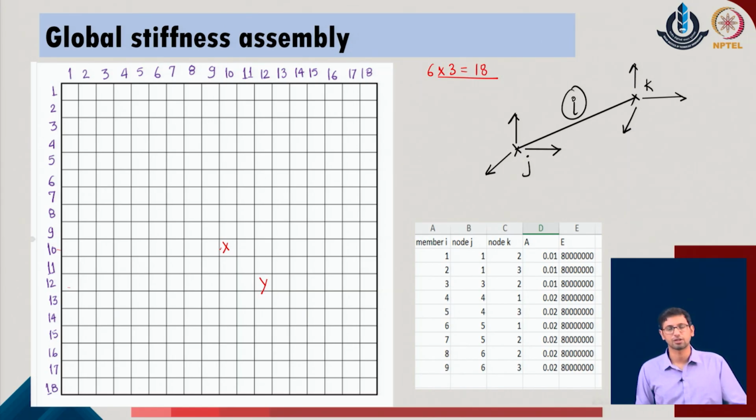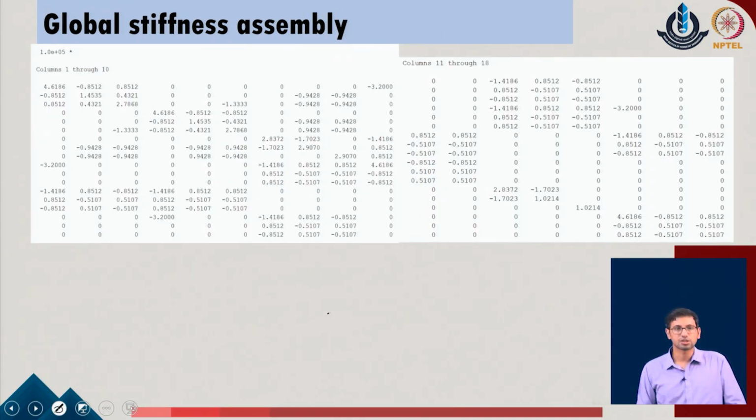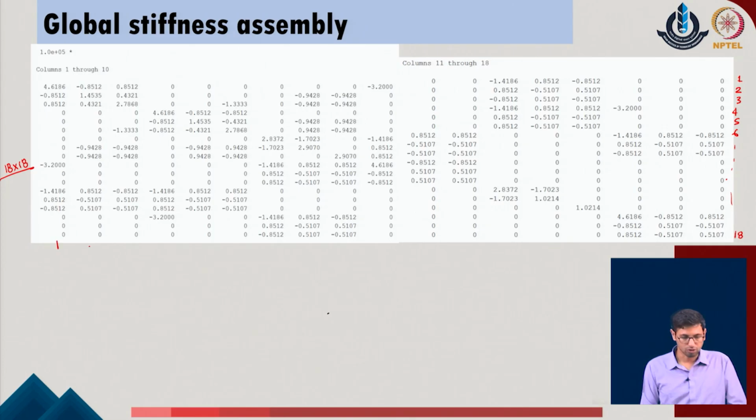I think we have already seen that in the previous session where we did the hands-on code. Now, based upon this idea, we generate the overall stiffness assembly, as we realize that this is an 18 cross 18 stiffness matrix of the given system. This 18 cross 18 matrix is located with respect to the degrees of freedom in the order of 1, 2, 3, 4, 5, 6 up to 18 in the rows, and also 1, 2, 3, 4, 5, 6 up to 18 in the columns. So this is in the specific order of the degrees of freedom which we have arranged in the given system.